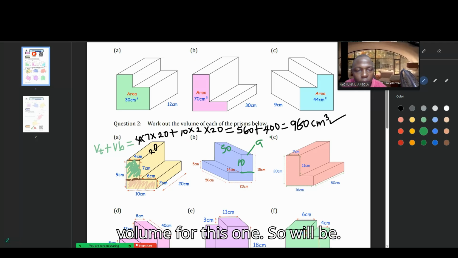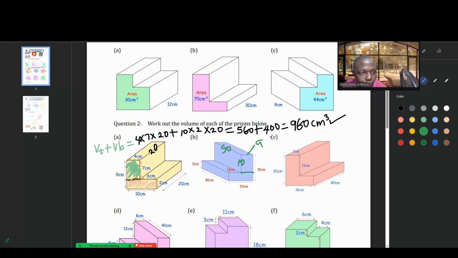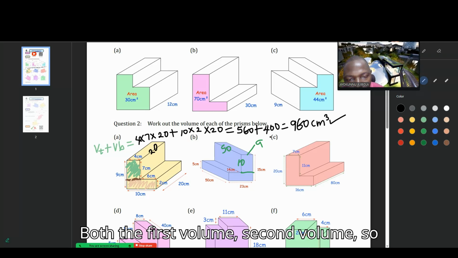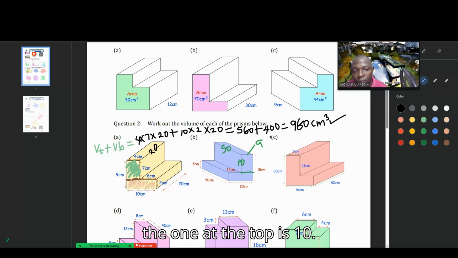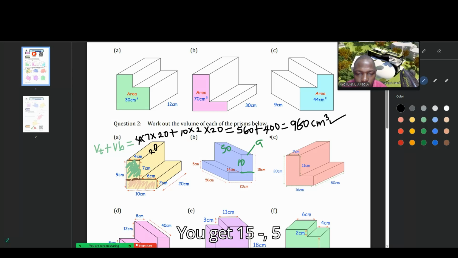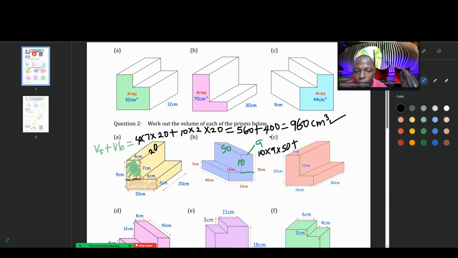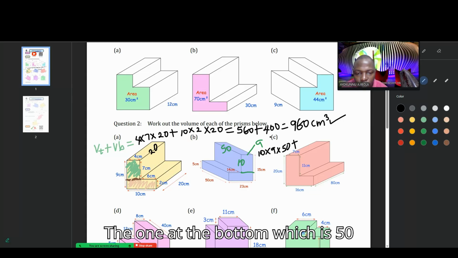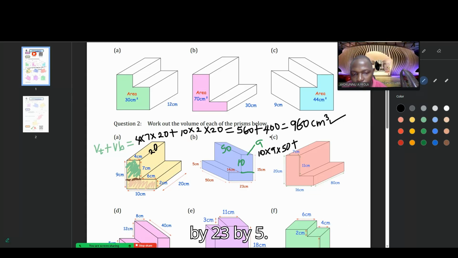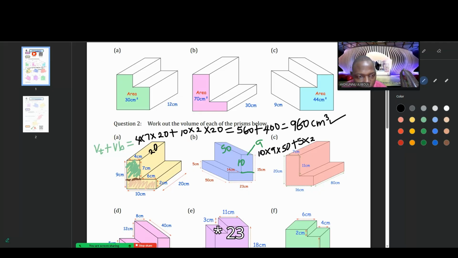So the volume for this one will also be the first volume plus the second volume. The one at the top is 10 by 9 by 50, since we got 10 from 15 minus 5. So 10 times 9 times 50, plus the one at the bottom, which is 50 by 23 by 5. So 5 times 23 times 50.